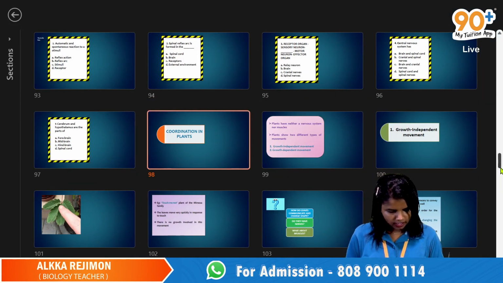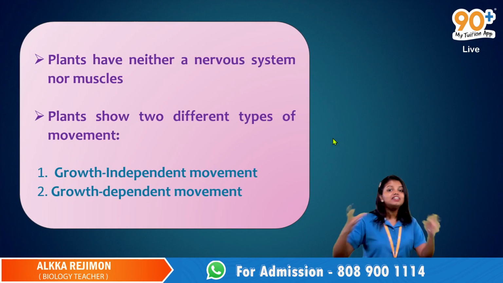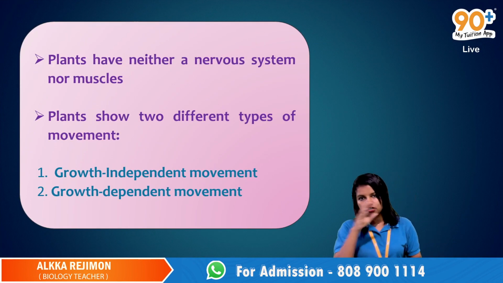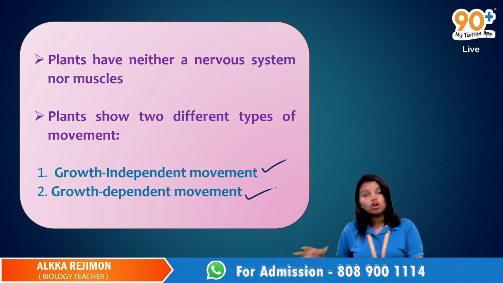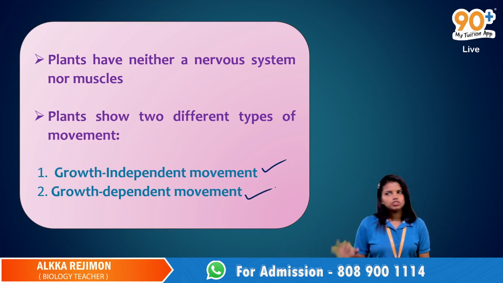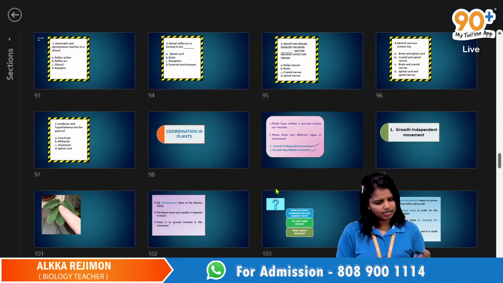Okay. And in plants, we can see two types of movement. So plants have growth independent movement and also growth dependent movement. So these different movements are controlled by different parts of the plant, and let's see what they are.